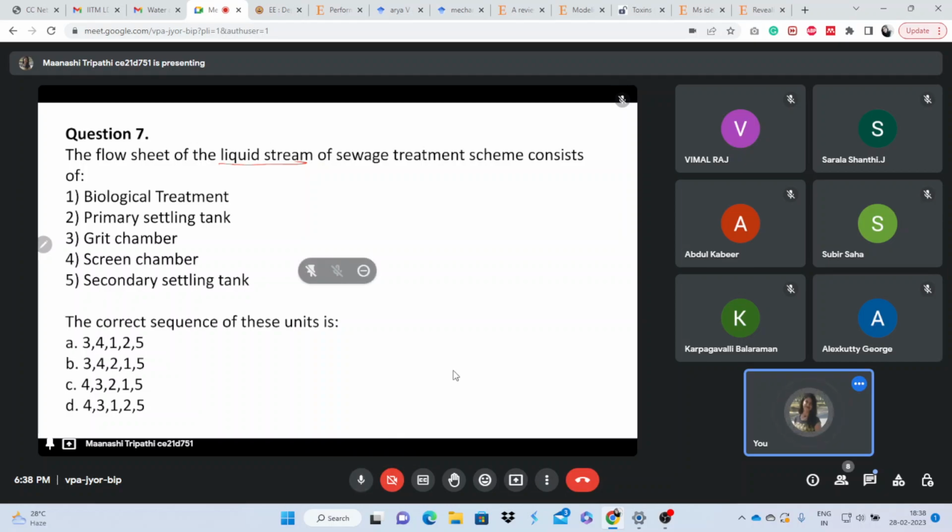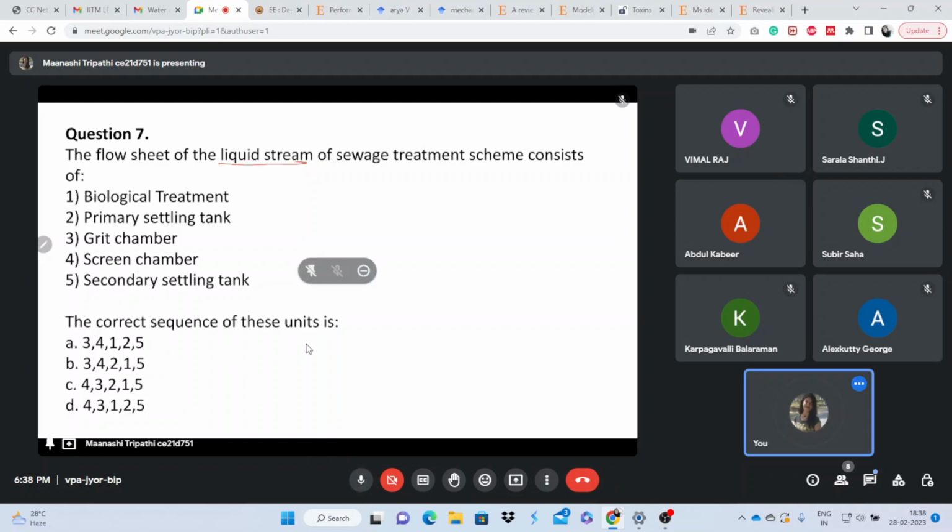If you have any idea, mention in the chat box the option that we can consider for the sludge stream, not liquid but sludge. After biological and primary settling, after grid chamber, what will happen to the sludge? That will be a good exercise for you. If you are not well aware what to do with that sludge, try to find out the answer and answer me in the next session. What can we do with the sludge?